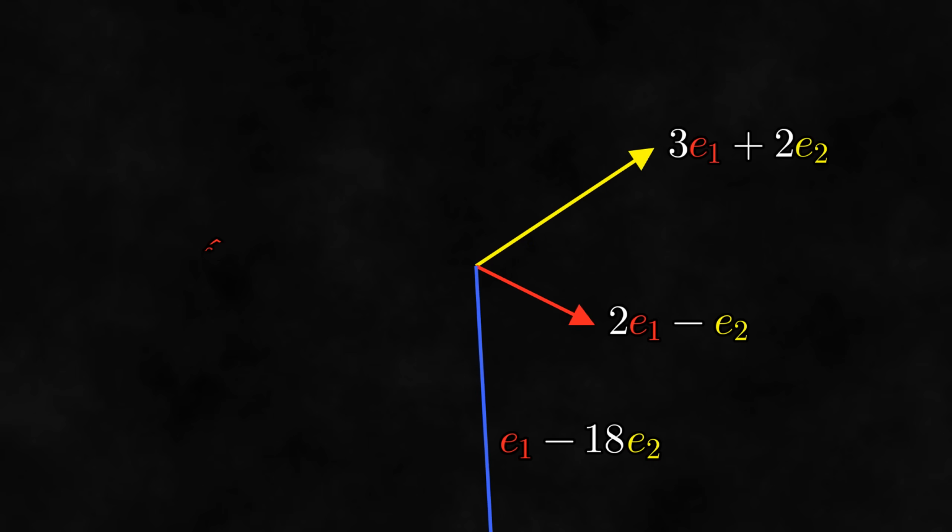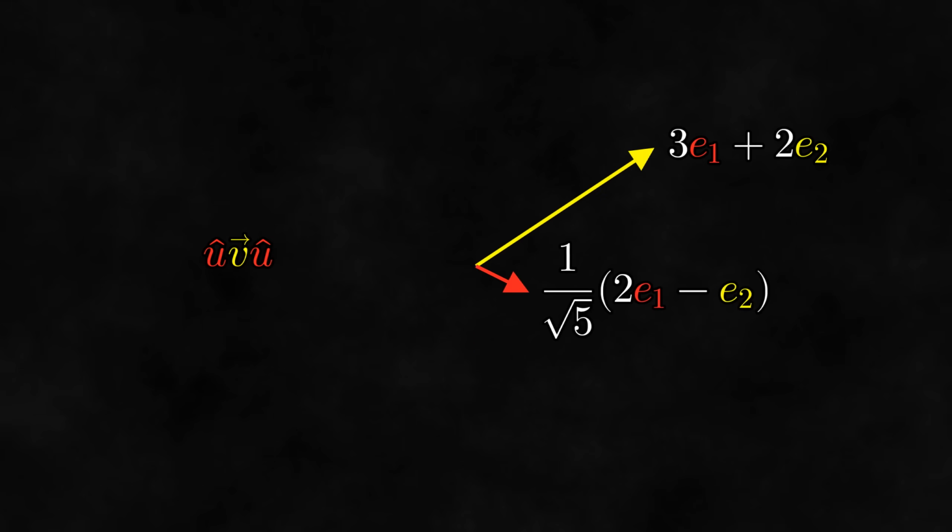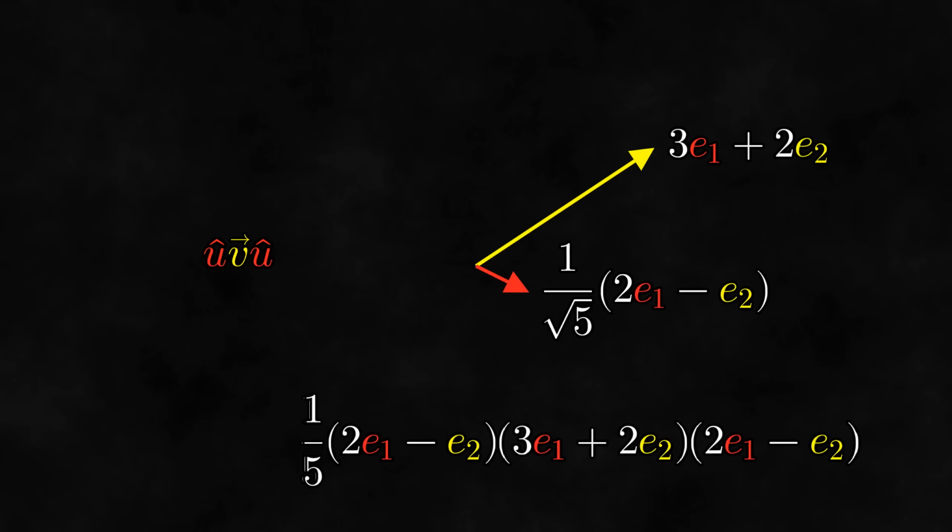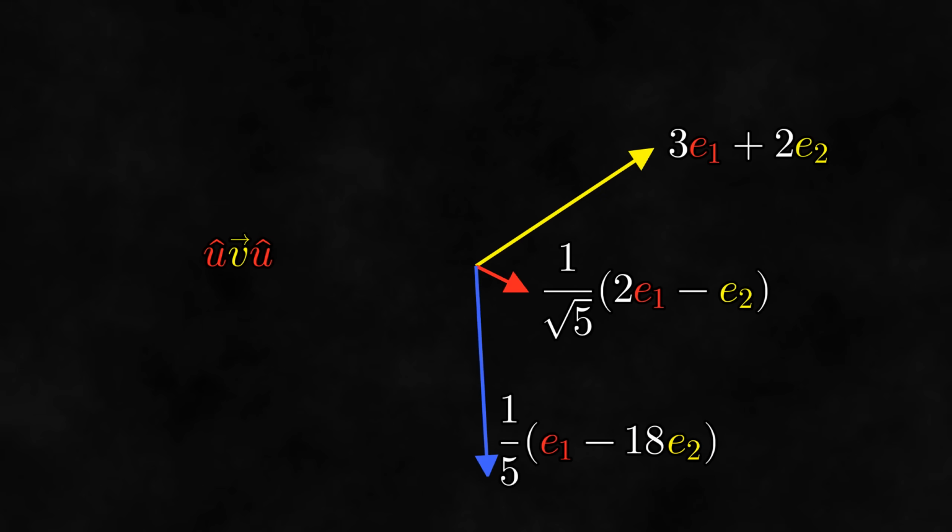The issue is that when reflecting using the sandwich product, the vector that represents the mirror, which is 2e1 minus e2 in this case, must be normalized. If we normalize 2e1 minus e2, we get the correct result. Notice that even though normalizing introduces a square root, the square root ended up disappearing because we multiplied by it twice. We can come up with a formula for reflecting across non-unit vectors that utilizes this trick.